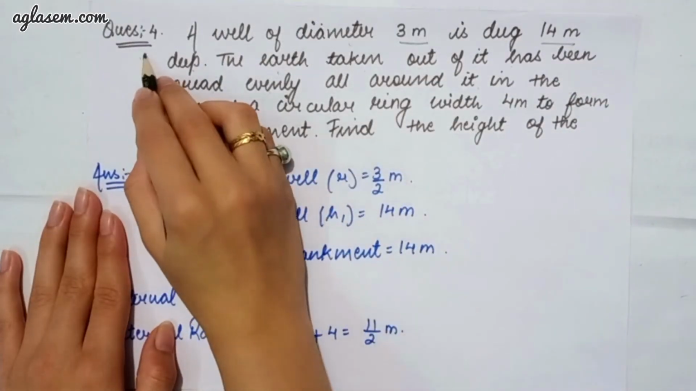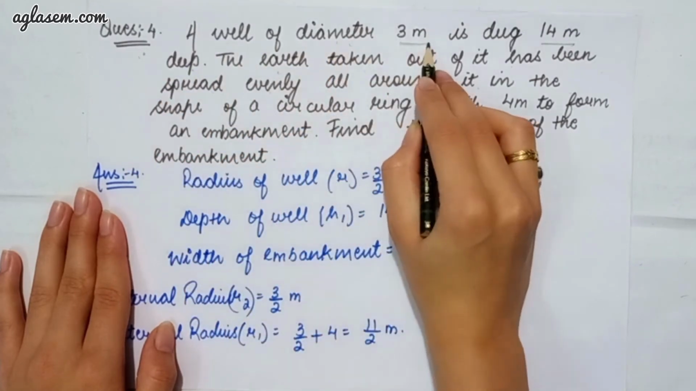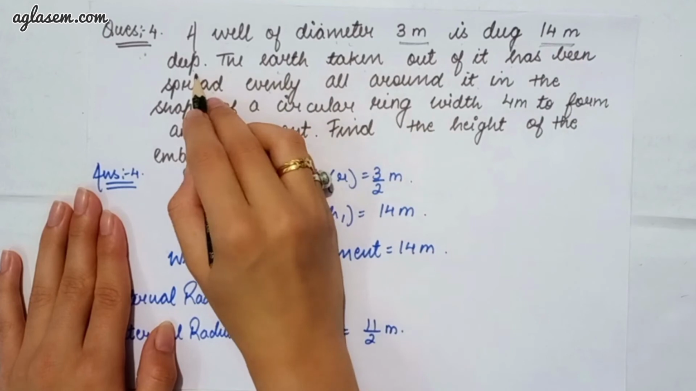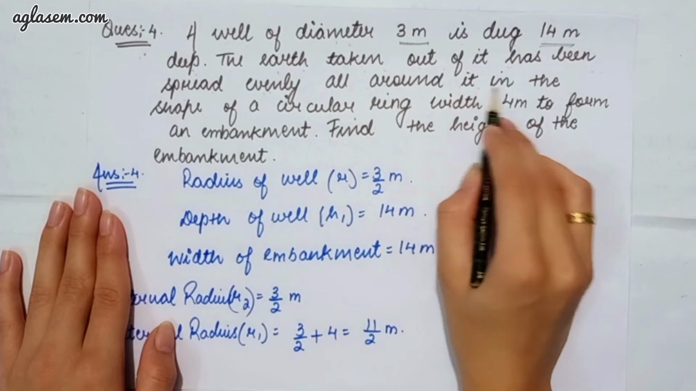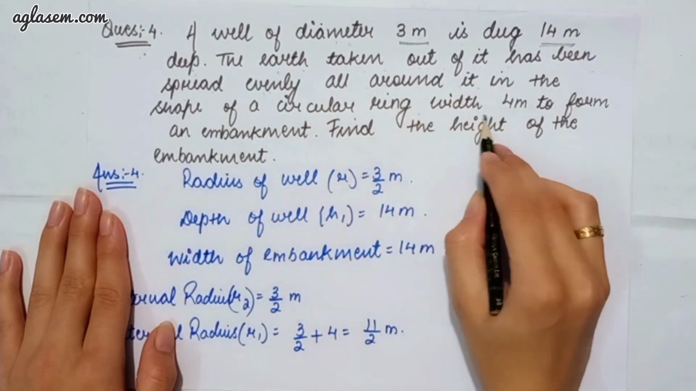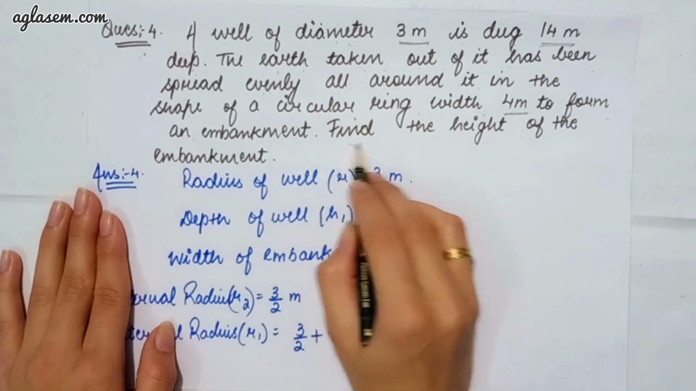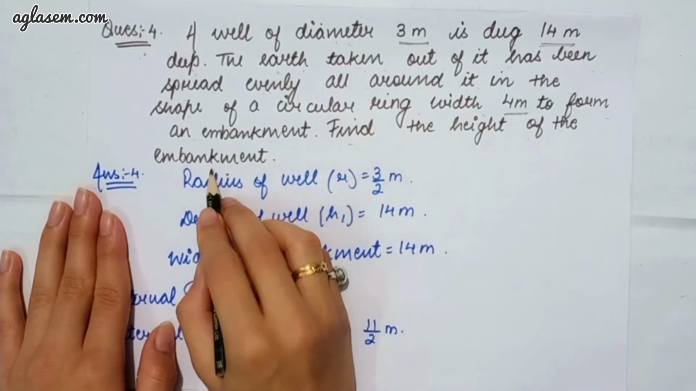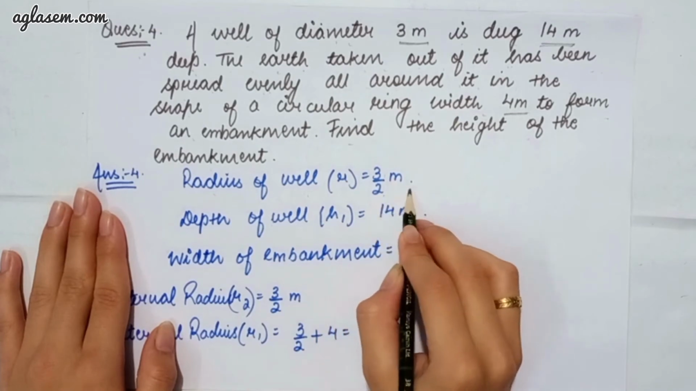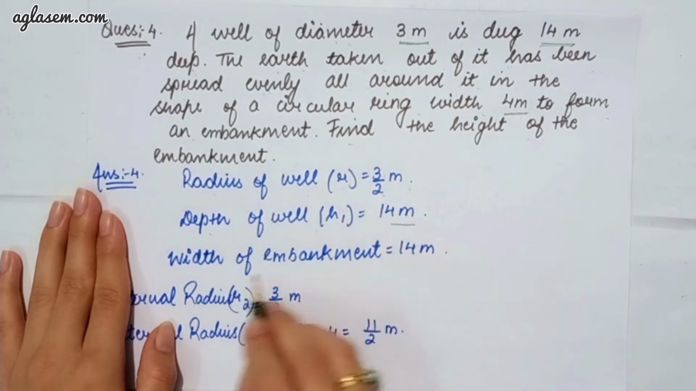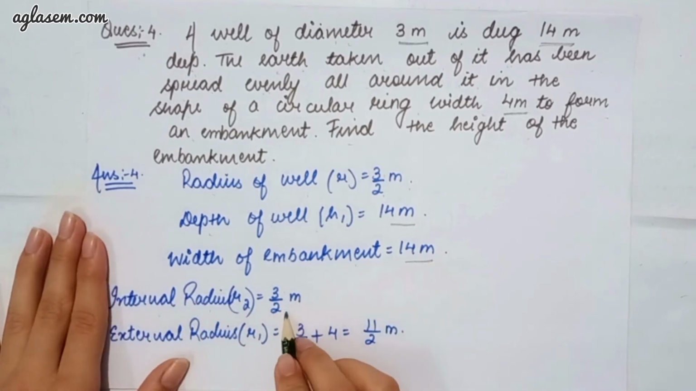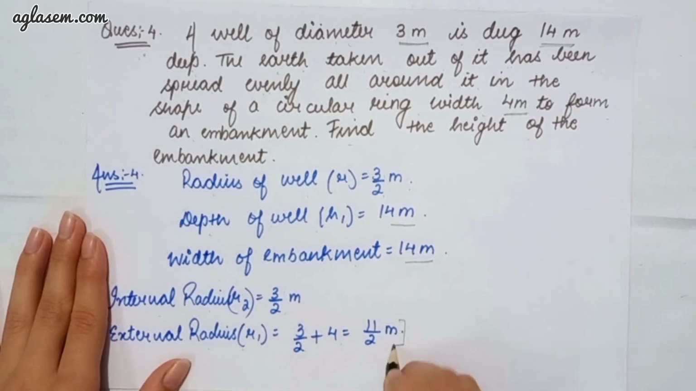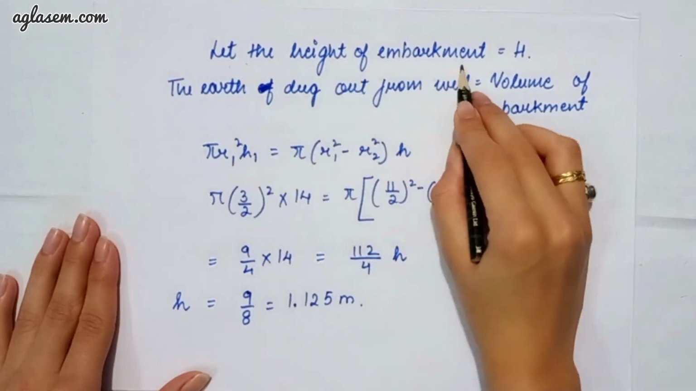Moving to question number 4, which says a well of diameter 3 meter is dug 14 meter deep. The earth taken out of it has been spread eventually all around it in the form of a circular ring of width 4 meter to form an embankment. Find the height of the embankment. So here the radius of the well is 3 upon 2 meter, depth of the well is 14 meter, and the width of the embankment is 4 meter. So we can find the internal radius, that is 3 upon 2, and the external radius, that is 3 upon 2 plus 4, that is 11 upon 2. Moving further, we have to let the height of the embankment be h.